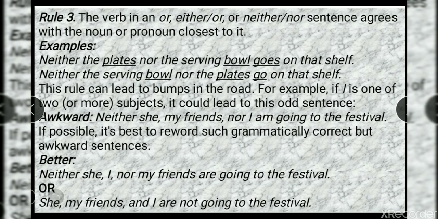Rule number 3. Before going into the details, let me tell you that when two or more subjects are connected by not only but also, neither nor, either or, none but, then the verb is according to the nearest subject. This may sound controversial, but it will be clear if I state one example.